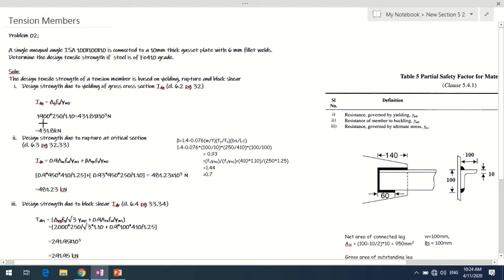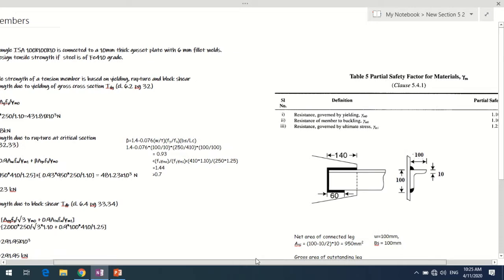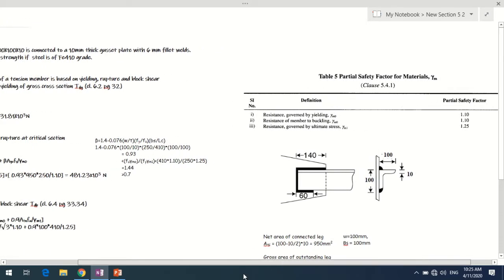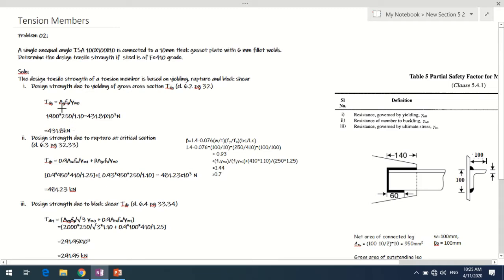If we calculate that, or even this can be taken from the steel table, it comes around 1900 mm square over here. So this gross area into 250 divided by 1.1, the factor of safety based on the yielding criteria. So it is 1.1, Table 5 will give you that. So from this Tdg, what you get is 430.8 kilonewtons. This is the strength governed by yielding of the gross cross section.